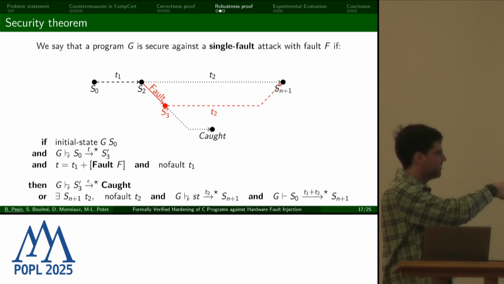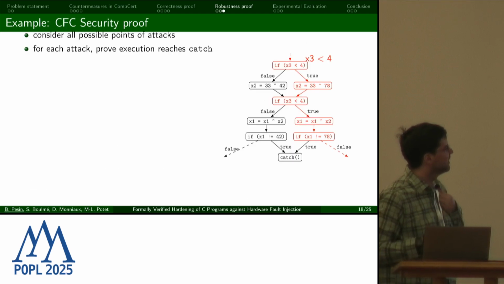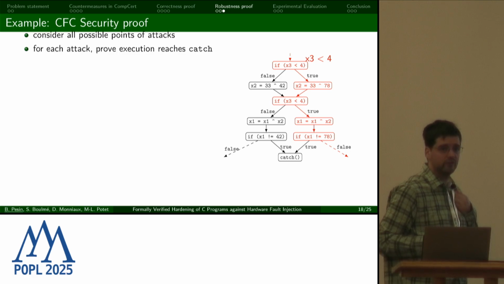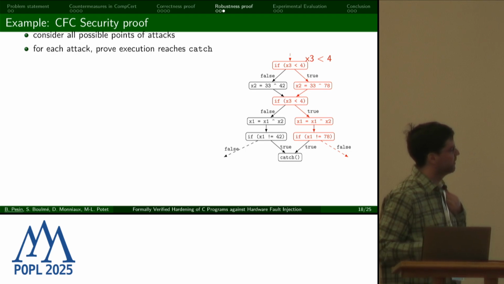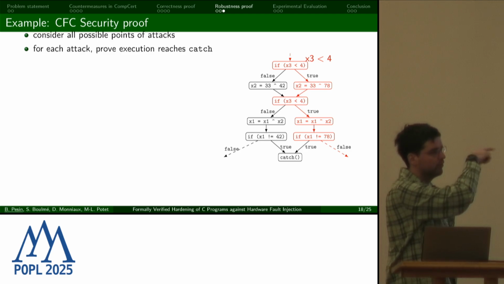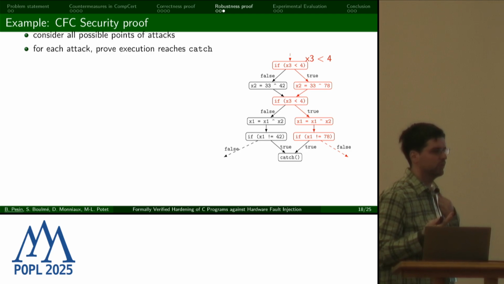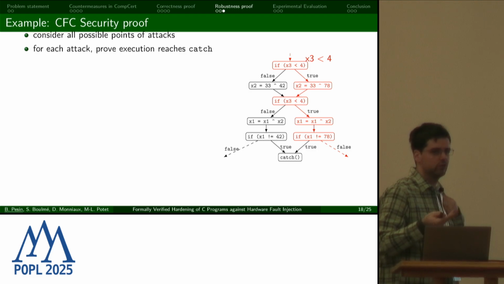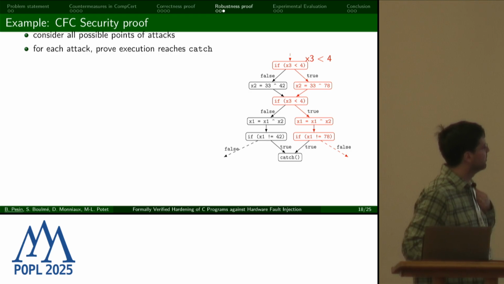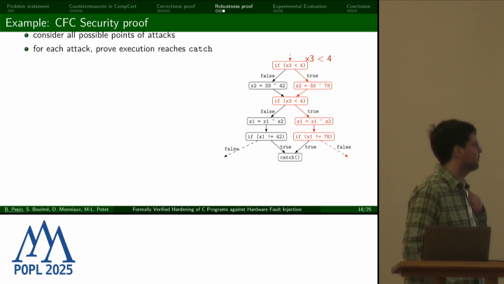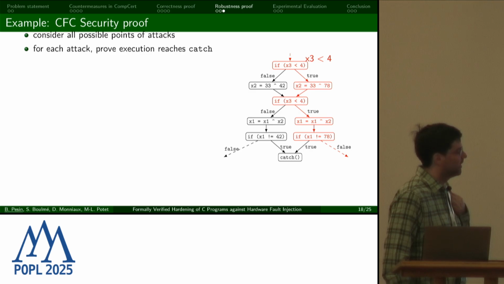Proving this theorem means a program is robust against a certain kind of attack. And the structure of the proof was actually the same for the three attacker models that we described in the paper: the inversion of conditional and two attacker models for attacks on function calls. But I will just show the example for the intra-procedural one, so the inversion of conditional from before.